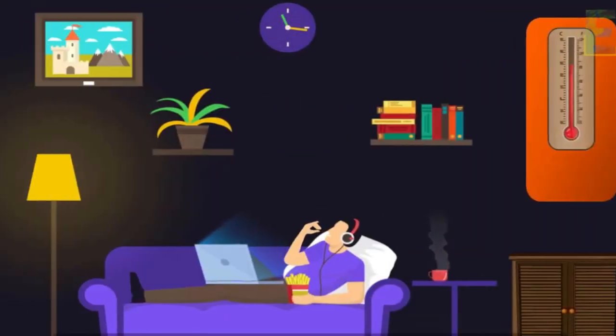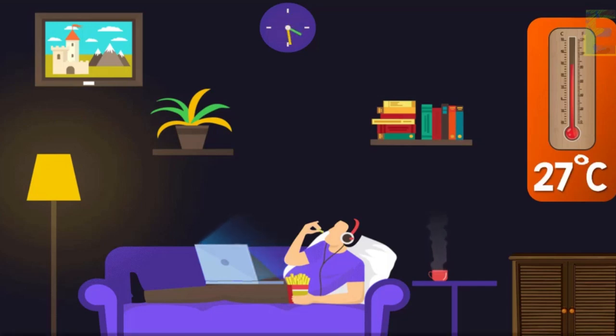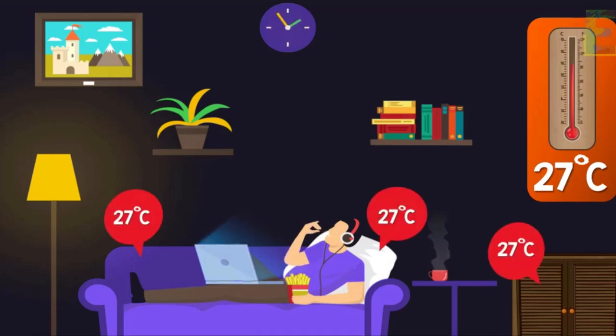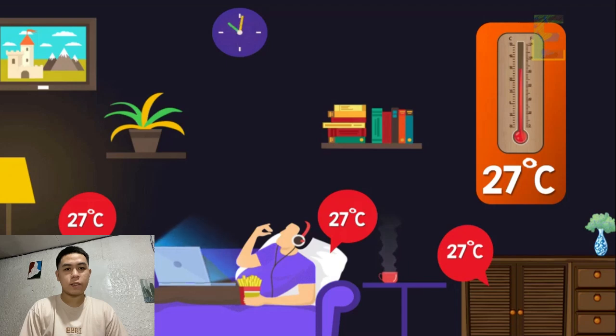Another example is when you measure your room temperature and you got 27 degrees Celsius. According to 0th law of thermodynamics, you can assume that your room and other things in your room, pillows, cabinet, and couch have the same temperature of 27 degrees Celsius.